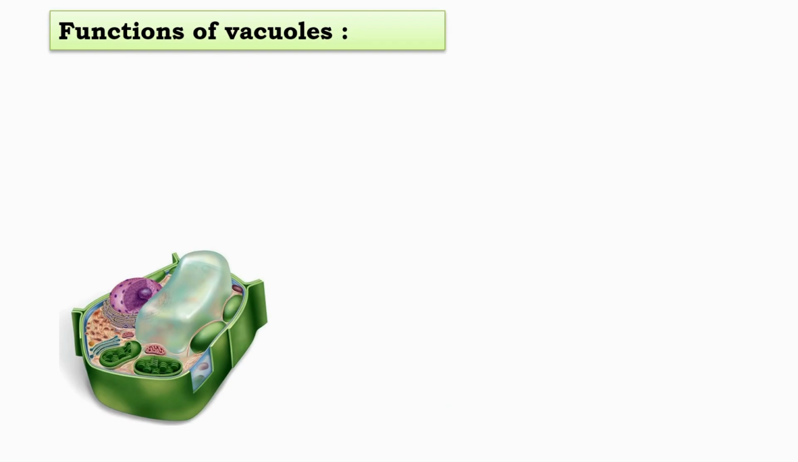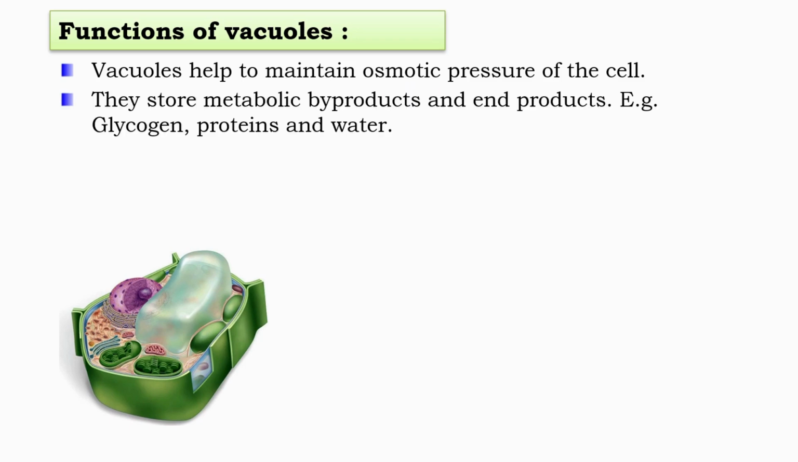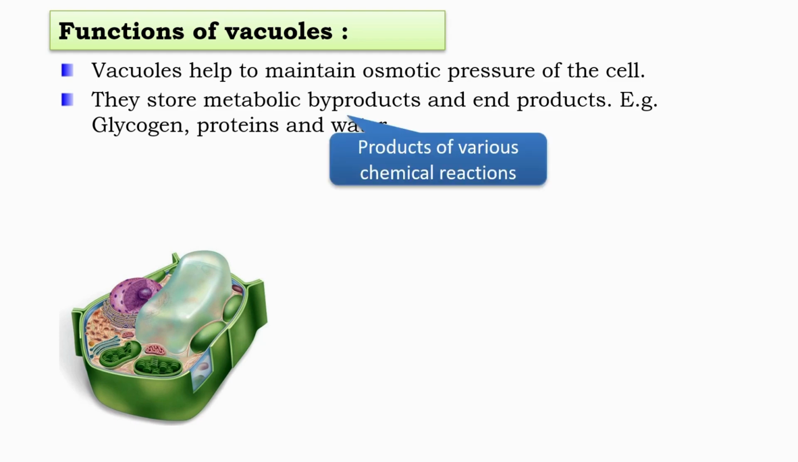Functions of vacuoles. Vacuoles help to maintain osmotic pressure of the cell. Osmotic pressure means the balance of the water. They store metabolic byproducts and end products, that is glycogen, proteins and water. Byproducts means the products of various chemical reactions.